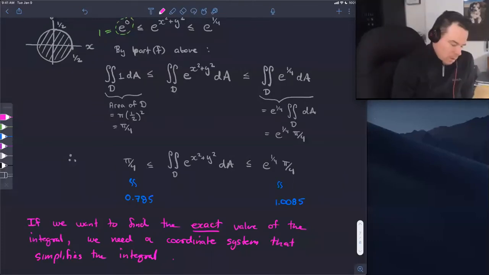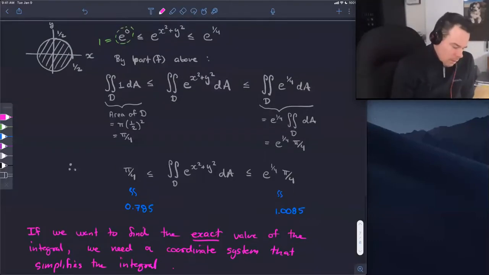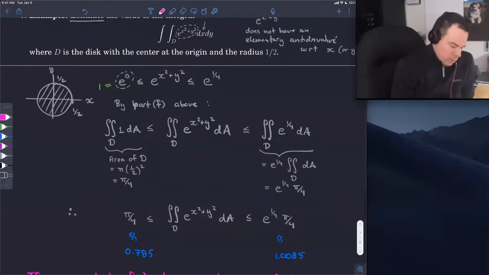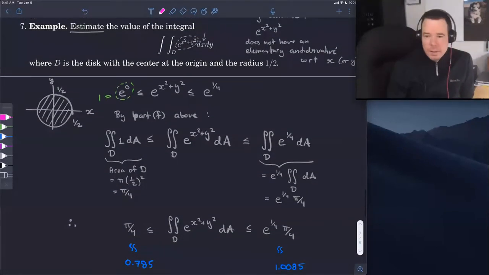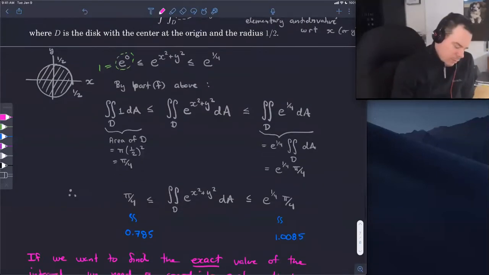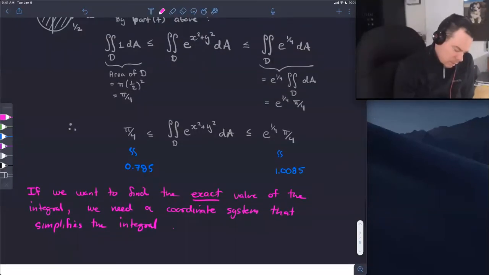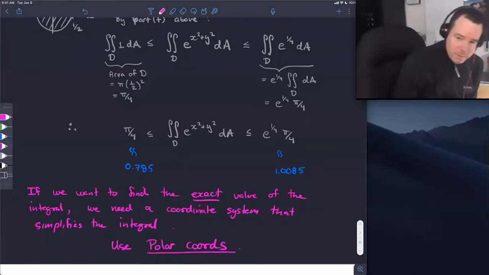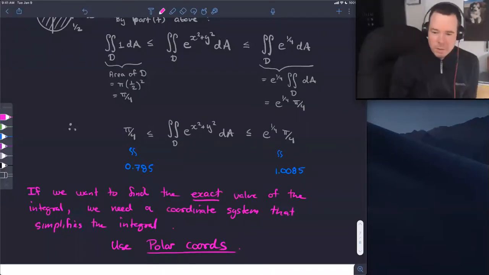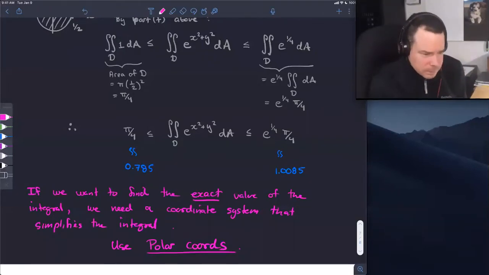And so since the region that we're integrating over is a circle or a disk, and we've got an x squared plus y squared in the exponent, it seems that rather than using rectangular coordinates, polar coordinates would probably be best. So we would use polar coordinates. And that's what our next section's about. How do we use polar coordinates to work out integrals?